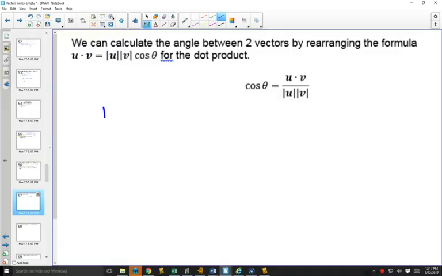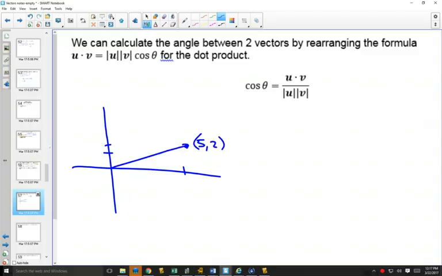So let's say, here's 2 dimensions. I'm going to take (5, 2) as one vector and (3, 7) as another vector, and you're asked to find the angle between them. If you were using grade 10 and grade 11 math, you would have to do a squared plus b squared equals c squared to get this length, and a squared plus b squared equals c squared to get that length.